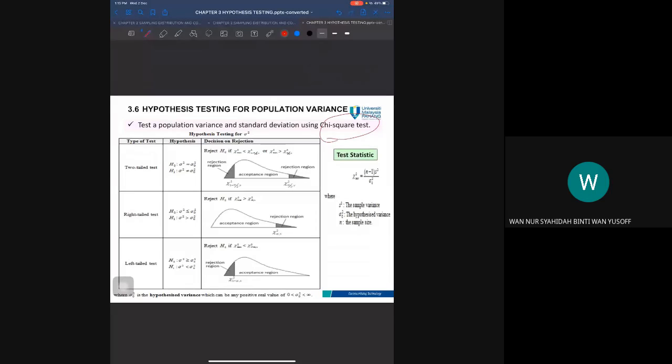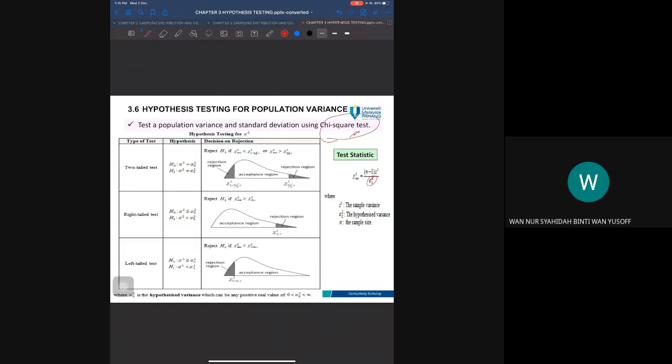Because we have the chi-square test, the formula is quite similar to the confidence interval. It is just n minus 1 times s squared divided by sigma naught squared. For a single population, usually sigma will be given. If it is 0 here, it is not defined. So it should be some value of sigma.